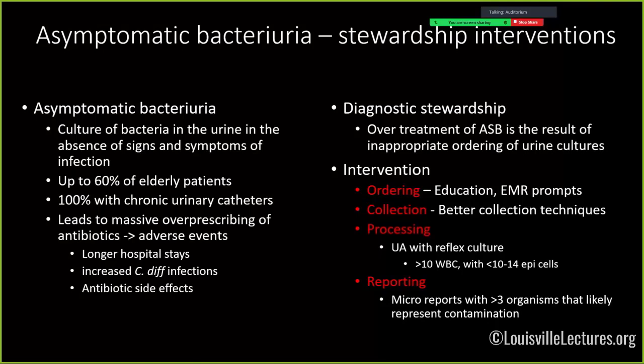If they're on antibiotics, they're going to have longer hospital stays. You're going to have increased risk of C. diff infections and more side effects, right? So what are the diagnostic stewardship interventions? If we think about this from a diagnostic stewardship perspective, what we realize is that over-treatment of asymptomatic bacteriuria really is the result of inappropriate ordering of urine cultures, because we know a lot of these cultures are going to become positive. So what can we do?